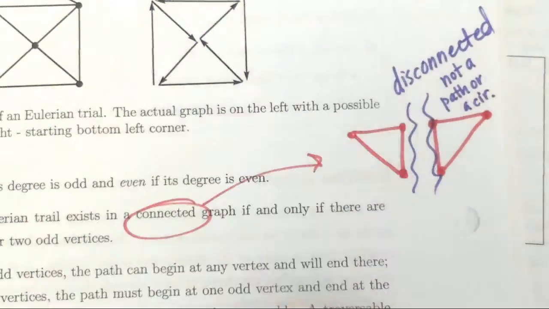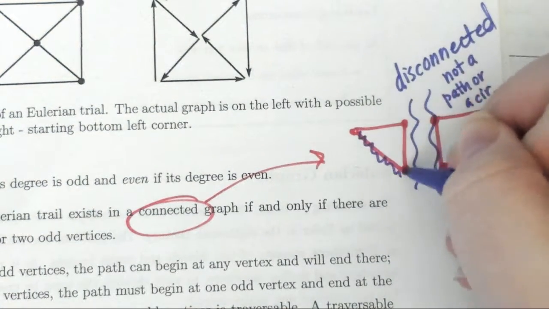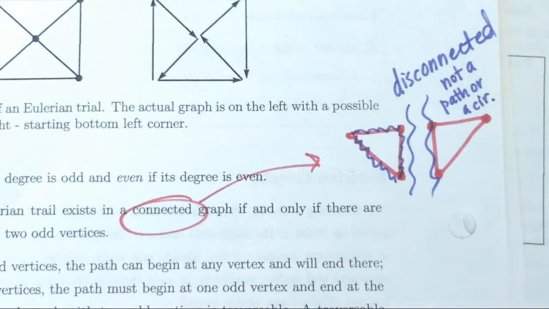Because a path and a circuit imply I can start and cross every single road, and that's not true right now, because Kayla can start here, cross this road, cross this road, cross this road, but then she's stuck. Regardless, a path or a circuit implies I can cross every single road, and that's simply not true.